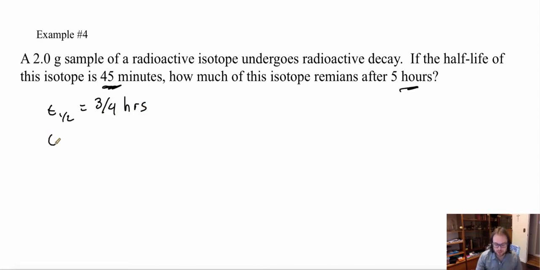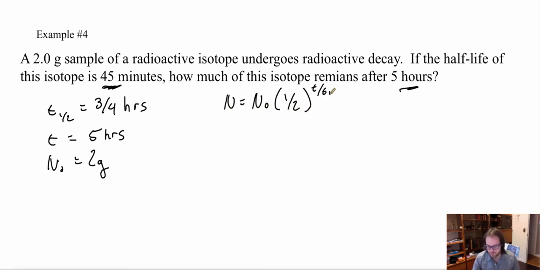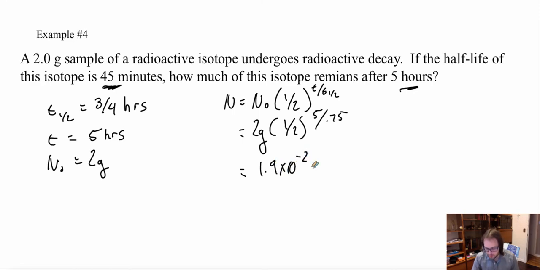Now we know my time elapsed is going to be 5 hours, and my original sample is going to be 2 grams. So let's look at my equation and then plug in what we have. First of all, we know my original sample is 2 grams. We're going to multiply that by 1/2, and then my time is going to be 5 hours, so that's 5 divided by 0.75, which is 3/4. Now if I plug this into my calculator, I'm going to end up getting 1.9 times 10 to the negative 2 grams.